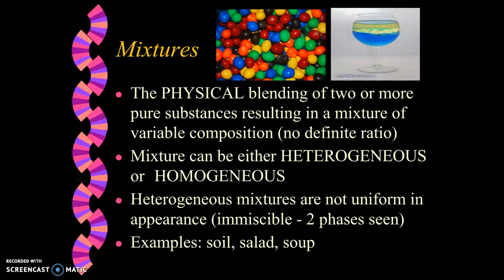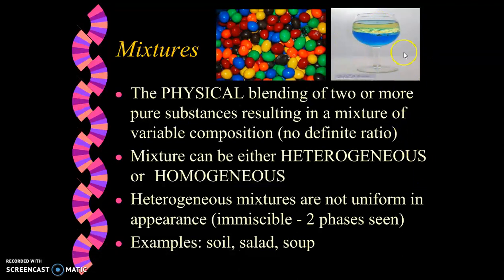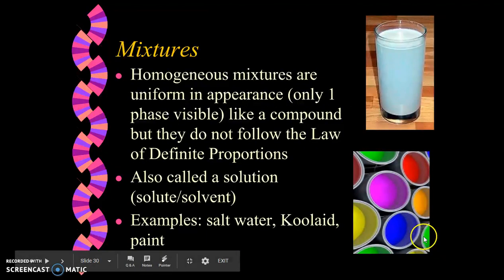So a mixture can be heterogeneous or homogeneous. Heterogeneous mixtures are not uniform, so this would be a heterogeneous mixture. This is a heterogeneous mixture. There's 2 different layers in there. That would be like oil and water mixed together. Immiscible is the word that we might use. You might see 2 phases or 2 layers if it's liquids. Examples would be soil, salad, soup.